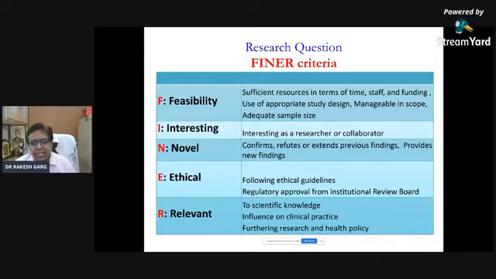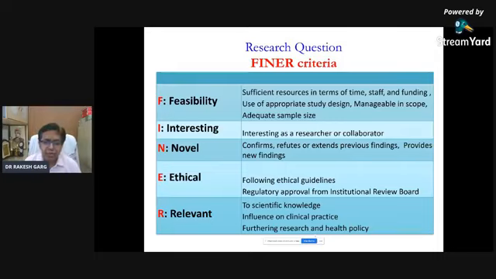Interesting. It should be interesting to a researcher or collaborator. It should be my interest. If somebody says, you do a research which is of not much interest, I will not show much interest in the conduct, and that's why the outcome may not be so good. There may be a loss of patients, loss to follow-up of a patient, or data may be missing. So any researcher, whenever they want to do a study, should have a topic which is interesting to them.